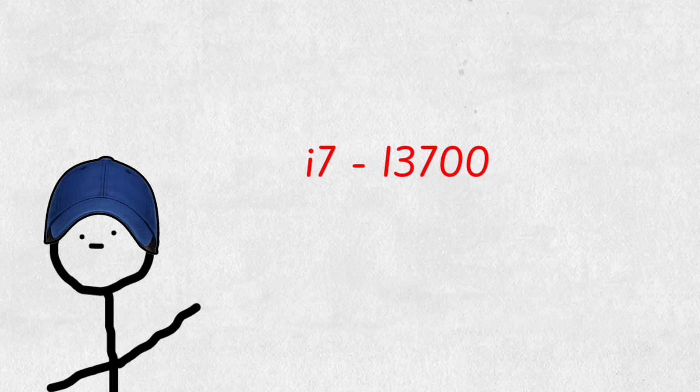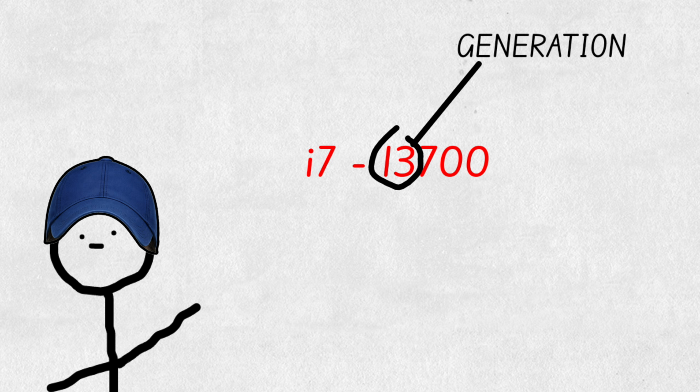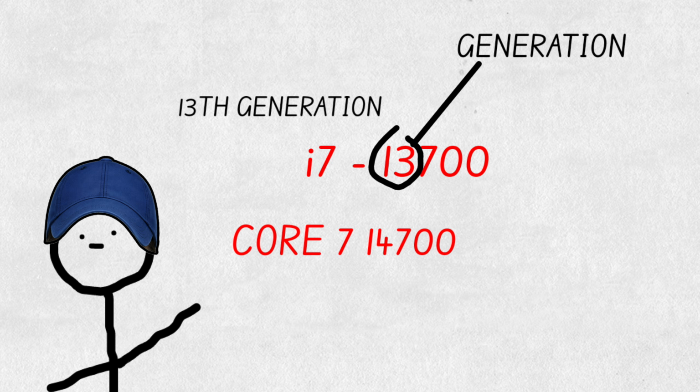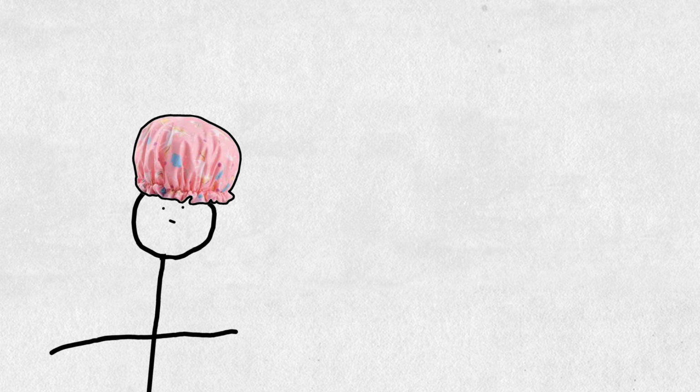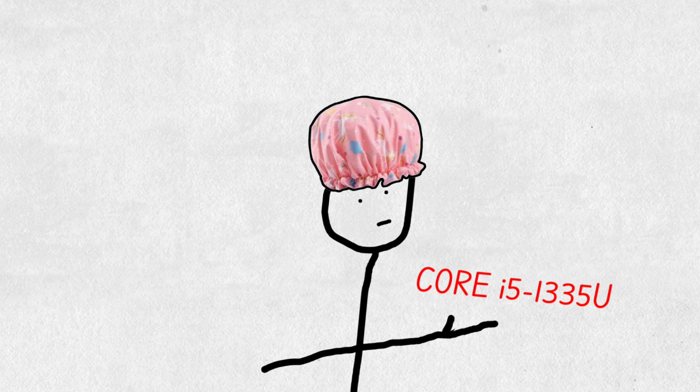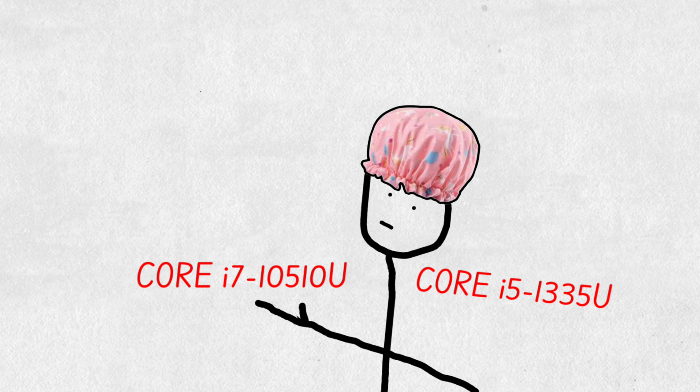The number after the tier tells you the generation. In a name like i7 13700, the 13 means 13th generation. In a Core 7 14700, the 14 is the generation. Generation matters because Intel improves its architecture with each release. A 13th Gen Core i5 will generally outperform a 10th Gen Core i7, even though the i7 sounds higher. Newer generation, better architecture and better efficiency.